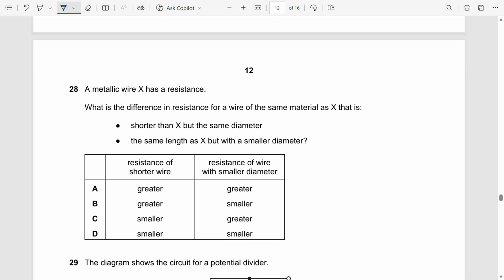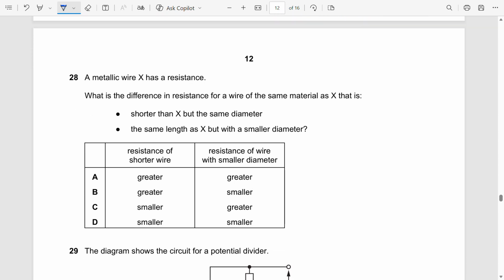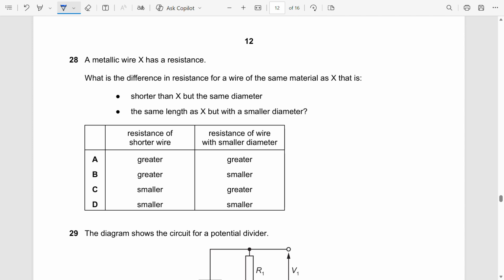All right, the next one. Metallic wire X has a resistance. Which difference in a resistance of the wire of the same material as X? Okay, there are two situations right here: shorter than X and the same diameter, and same length as X but the smaller diameter.